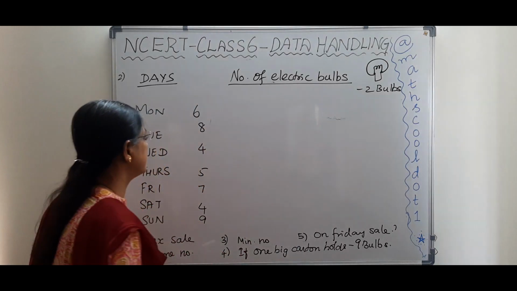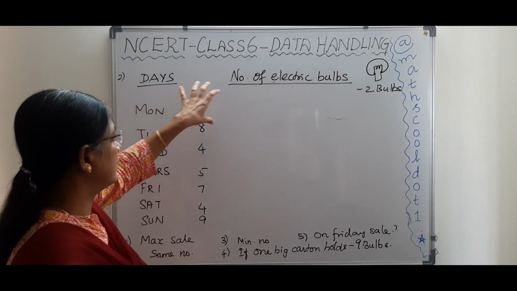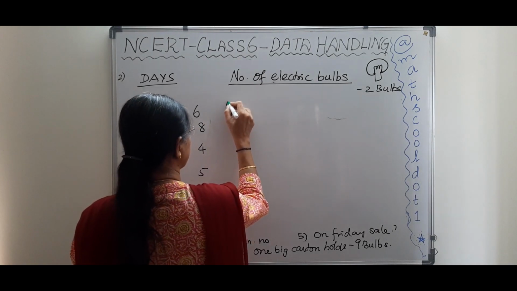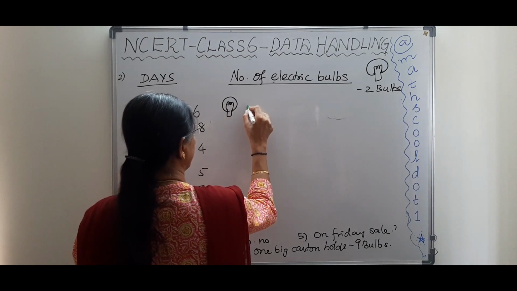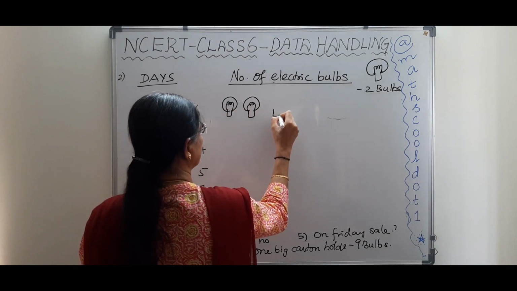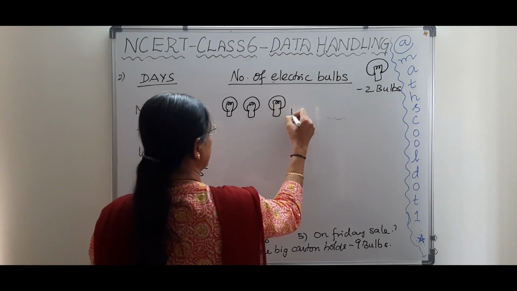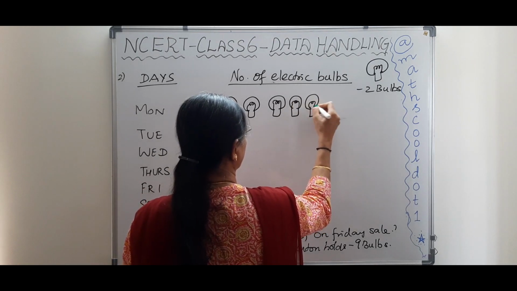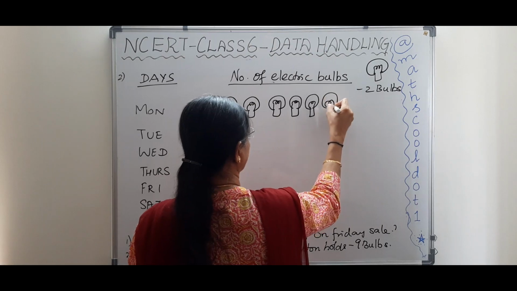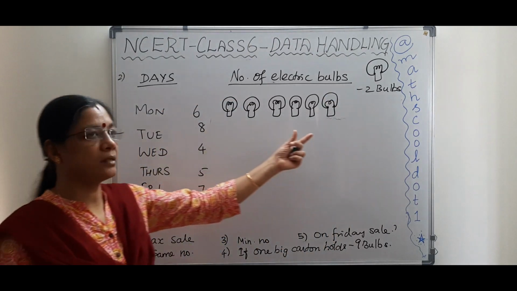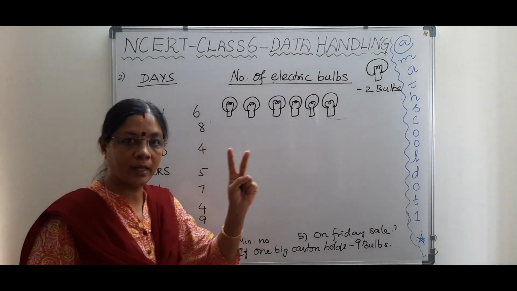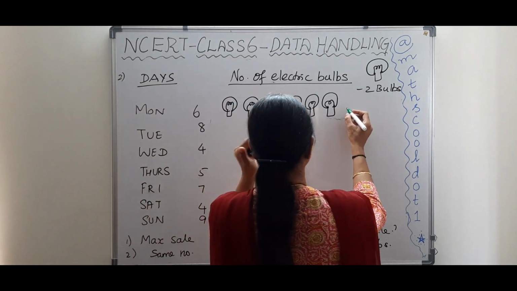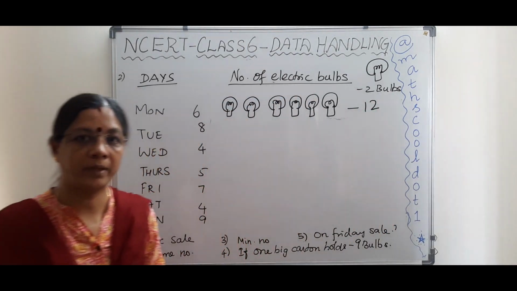Okay, so let us now construct the table. On Monday, the number of electric bulbs sold is, I've written 6 here. It means we need to draw 6 bulbs here. Okay, so 1, 2, 3, 4, 5, 6. So there are 6 bulbs here, and we have the key. Each bulb stands for 2 bulbs. So there are totally how many bulbs? On one day they have manufactured and sold how many bulbs? 12 bulbs have been sold.